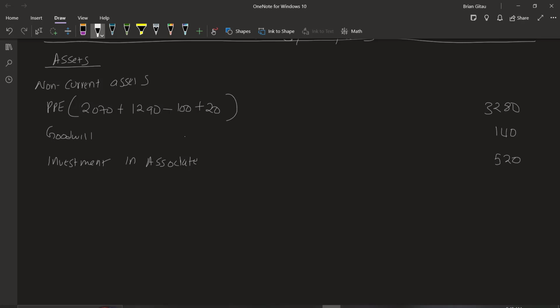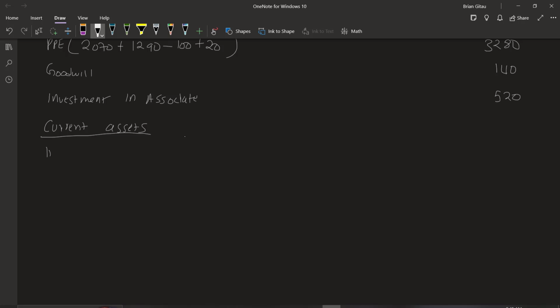In non-current assets, we go straight to current assets. And our current assets, we are given inventory. So inventory we take 530 plus the subsidiary 390 minus the unrealized profit of 30, we get 890. We go to receivables. We take the holding company 640, the subsidiary 470, minus the intercompany debt of 80. This is giving me 1030.